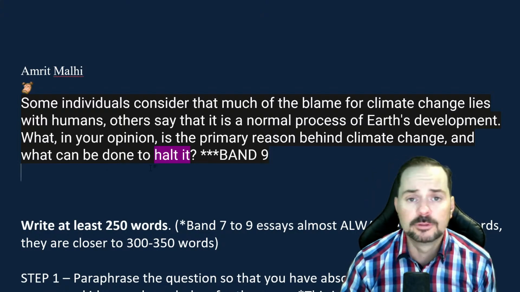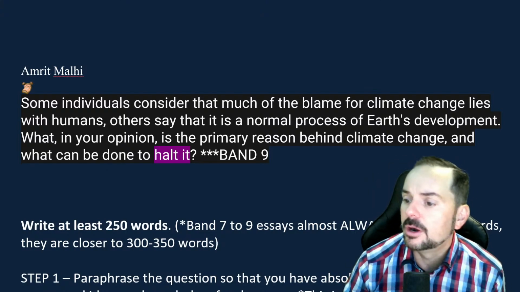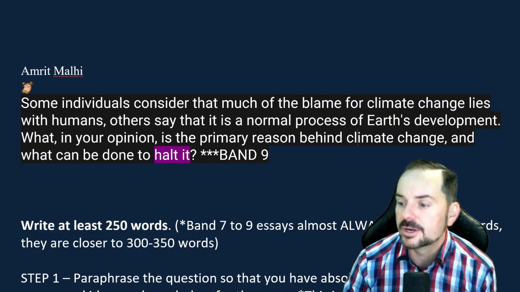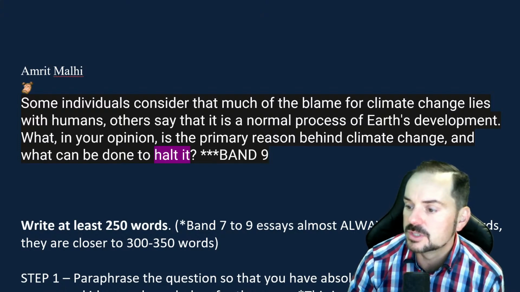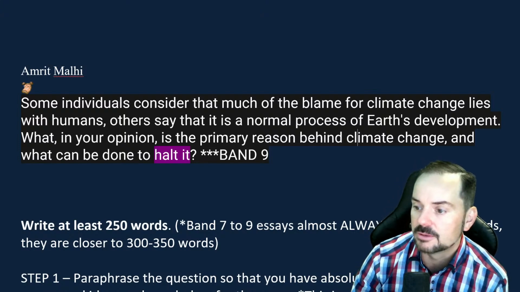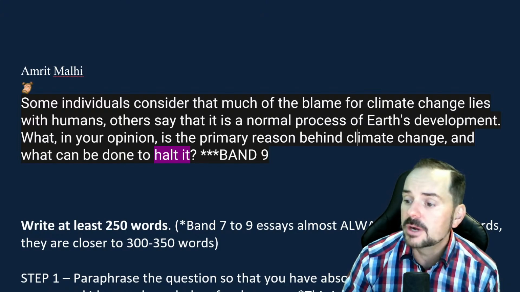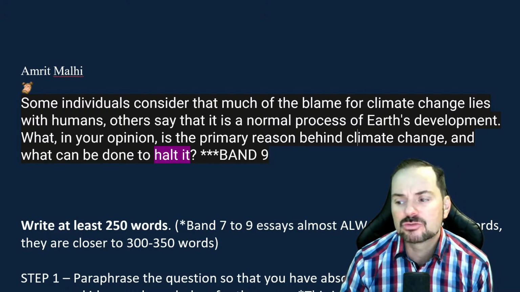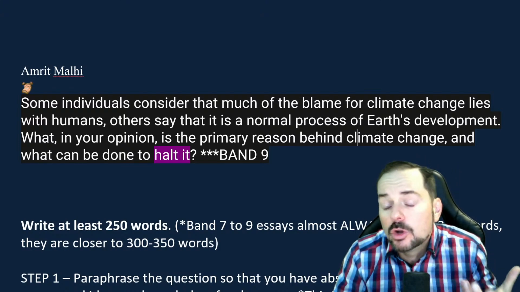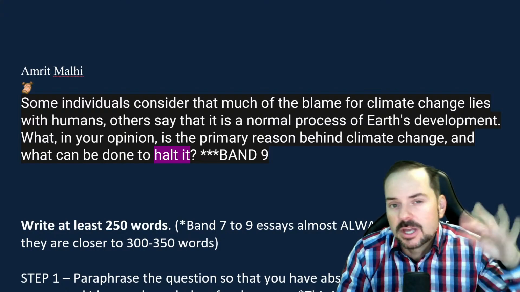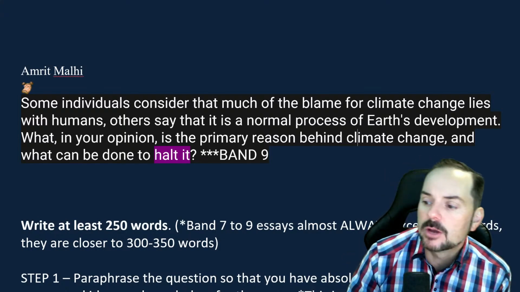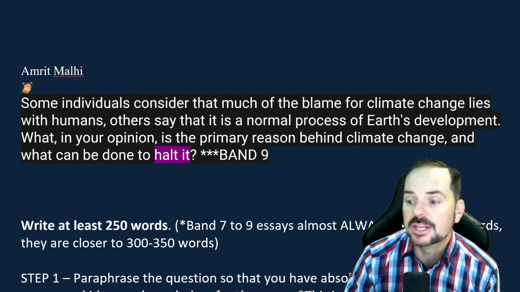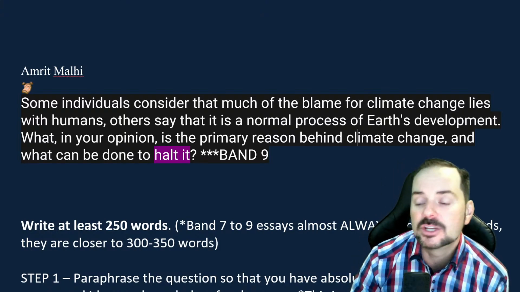Okay. Beautiful paraphrasing, Amrit. Really is. All right. Okay, let's take a look. Amra says, certain individuals think that human beings are primarily in charge of climate change, while others deduce it is a biological part of Earth's development. Okay, good. Amra, I'm not sure if it's a biological part, but it's more just a natural part. Biology means the living world. I don't know if it's connected to the living world, but who knows? So it's kind of an iffy paraphrase. What is your opinion about the main reason for climate change, and what actions can be done to decline it? Instead of decline it, Amra, I would say decrease it.